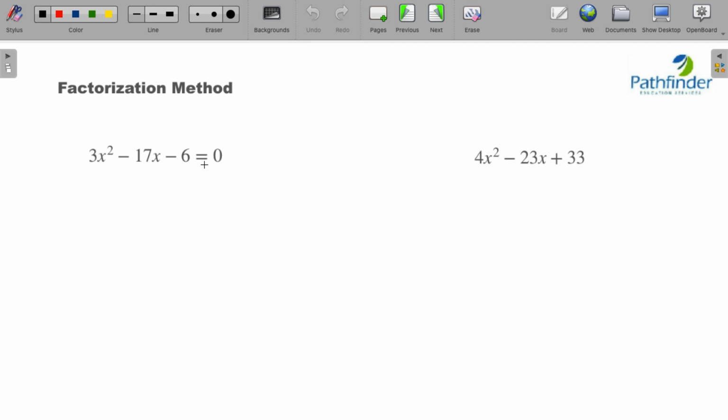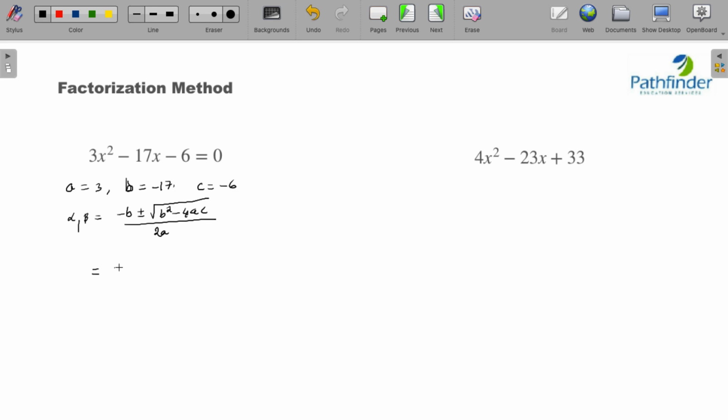3x square minus 17x minus 6 is equal to 0. So here the value of a is 3, the value of b is minus 17, and the value of c is minus 6. So what is our formula? The two roots alpha comma beta can be given by minus b plus minus under root of b square minus 4 times ac, divided by 2 times a. So all you have to do is just substitute, plug in the values, that's all.